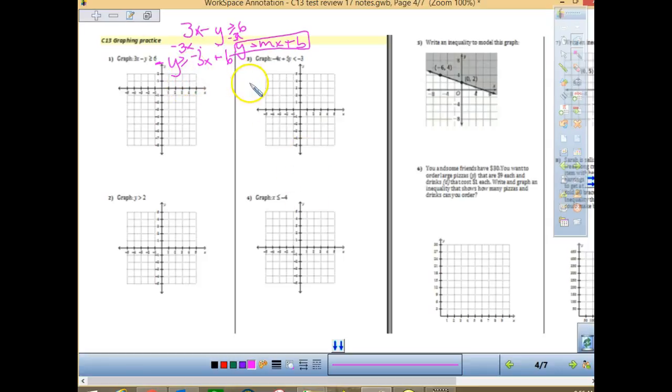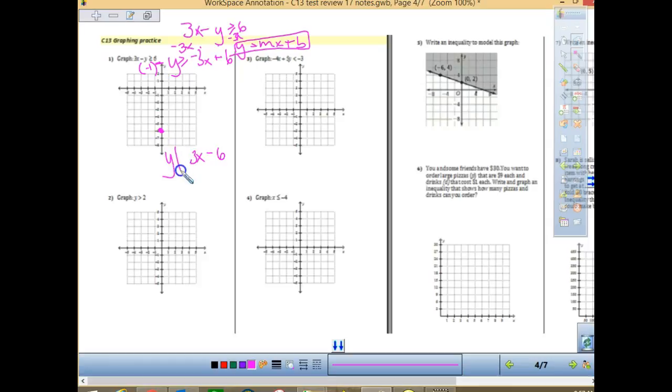Divide or multiply by negative 1, right? It doesn't matter which one. When you do that, when you multiply or divide everything by negative 1, it becomes positive y. I get a positive 3x, and I get a negative 6. And that's why the y-intercept is down here, at negative 6. And the slope is a positive 3.